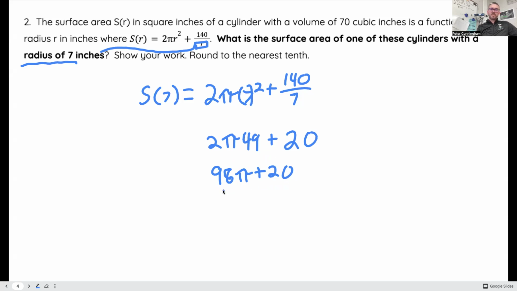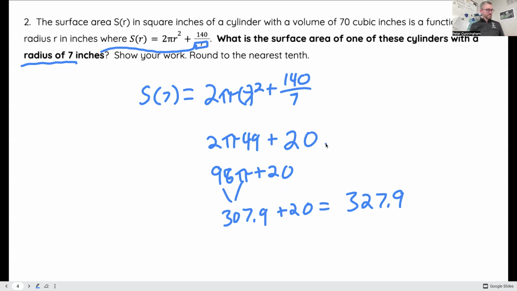Okay, so 98 pi, that's just a fancy number. You get 327.9. For the calculator, do you just put 98 pi? Yeah. 98 and then pi, and it multiplies by pi, and you get your answer here.